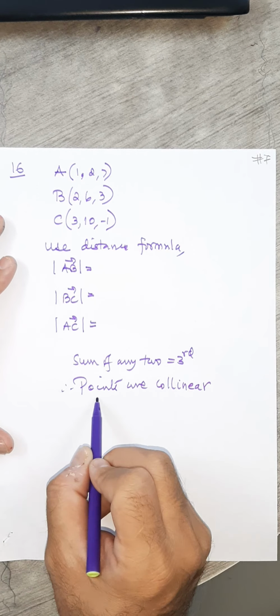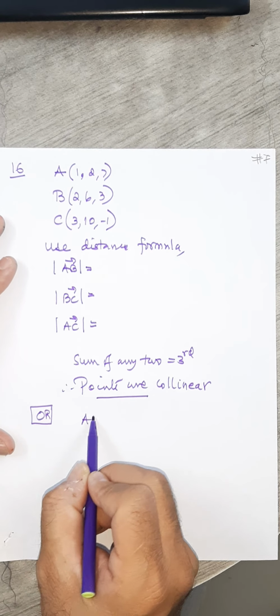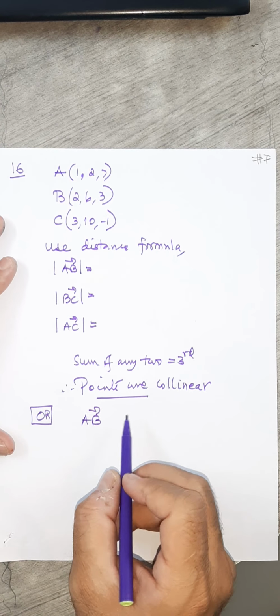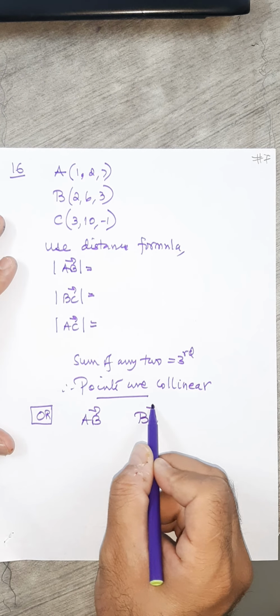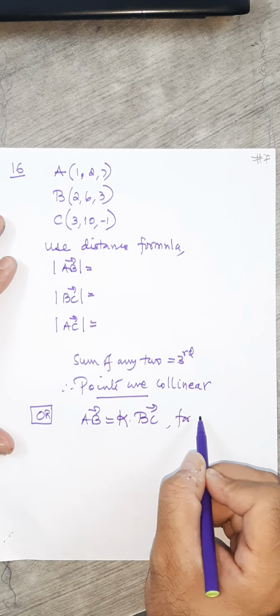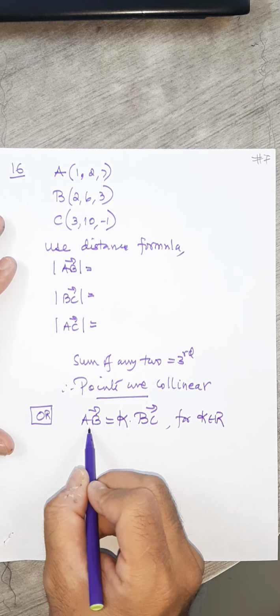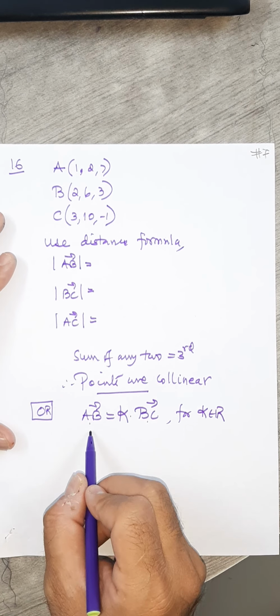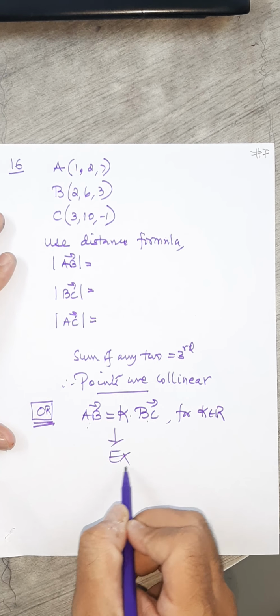Or another way of doing the same thing, get the vector AB and vector BC. You will see that one must be a multiple of the other for some scalar k, remember. That means these two vectors are in the same or opposite direction. This is another way. Try yourselves. This is for you. Do it.